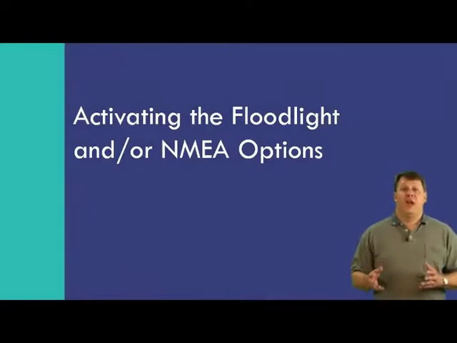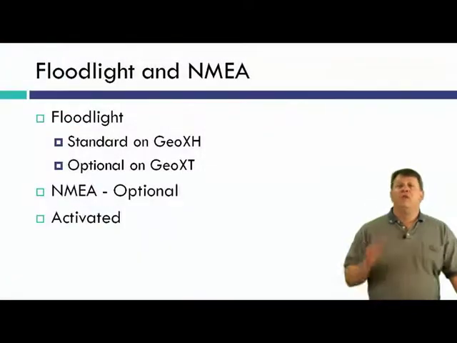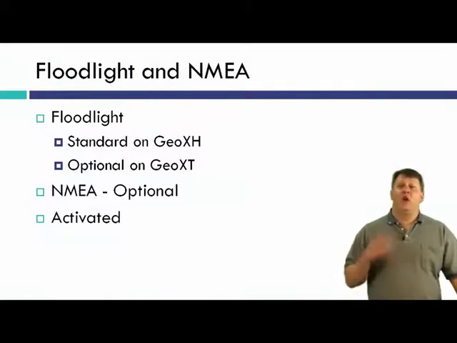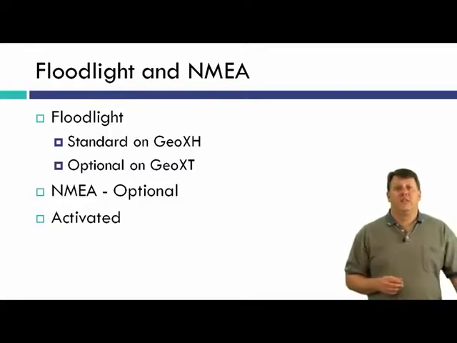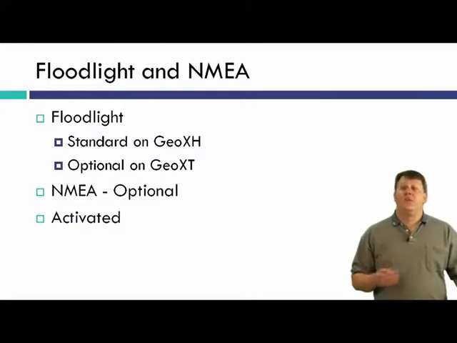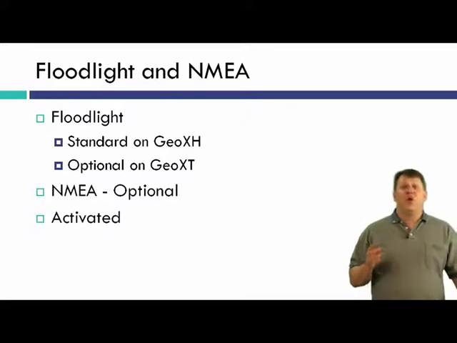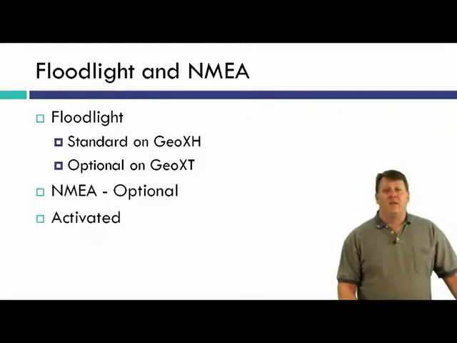Activating the floodlight and/or NEMA options on the GeoExplorer 6000 series receivers. Floodlight and NEMA are optional features that have to be activated on the GeoExplorer 6000. The floodlight option is standard on all GeoXHs and is an optional feature on the GeoXTs. NEMA is an optional item that is available for both the XH and the XT. If you are to have one or both of these features, then they need to be activated.